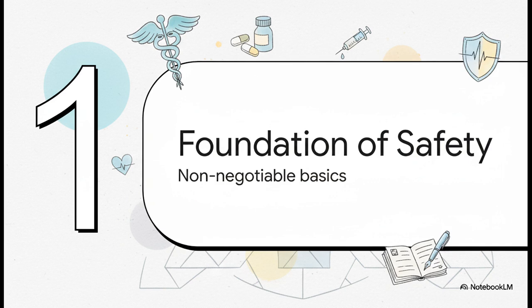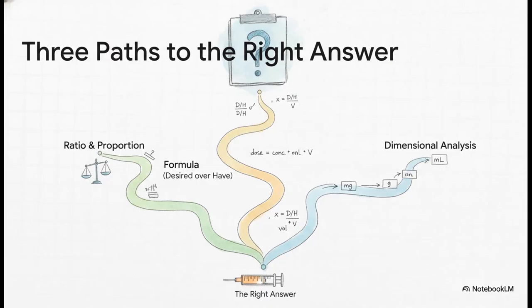Section 1, the foundation of safety. Before we even think about solving for X or plugging anything into a calculator, we have to get these core principles locked in. These are the essentials. Now, the great news here is that you have options. There are three main ways to get to the right answer: ratio and proportion, the classic desired over have formula, and dimensional analysis. We're going to look at all three, but your goal is to find the one that just clicks for you, master it, and then use it every single time. That consistency is what's going to save you from making mistakes when you're under pressure.